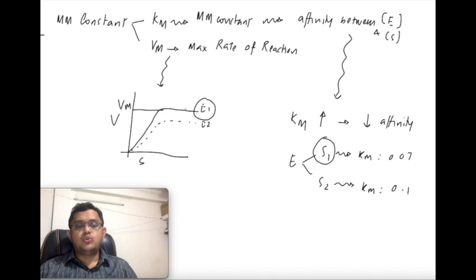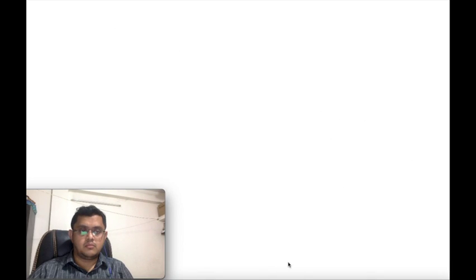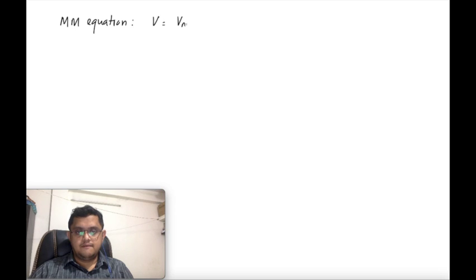Now we will see how to calculate this Vm and Km. First of all, we will see the experimental way, then we will see some problems. Now we will see how to calculate the Km and Vm by using the equation. So let me write the equation. The equation is V is equal to Vm into S divided by Km plus S.